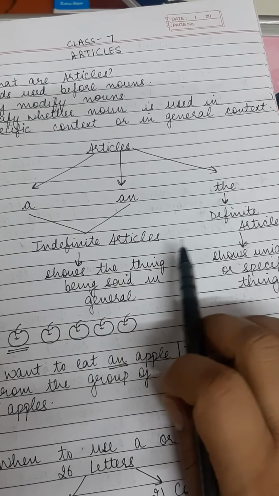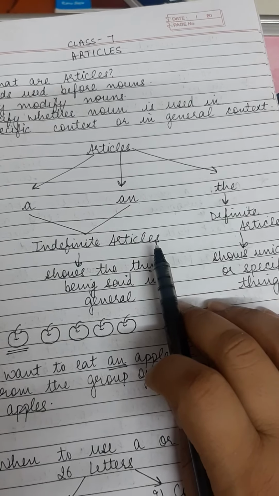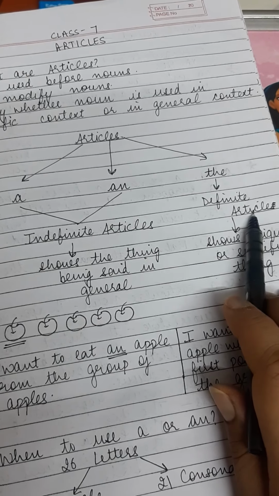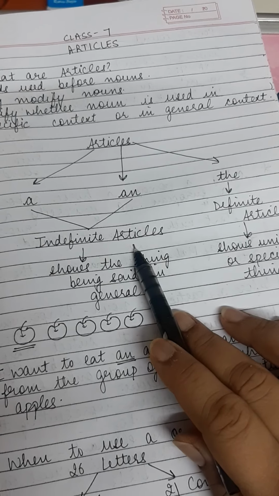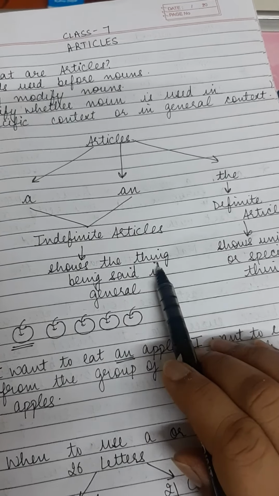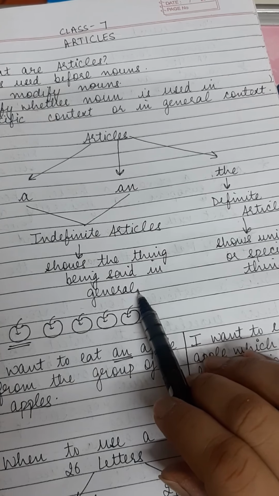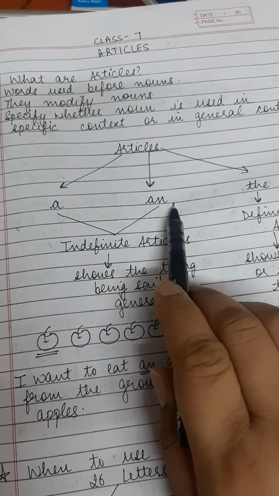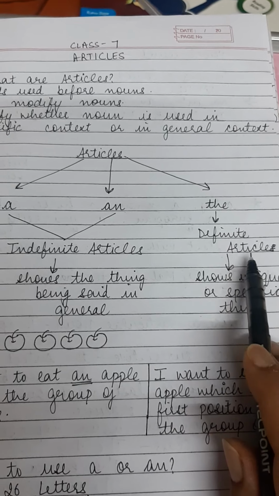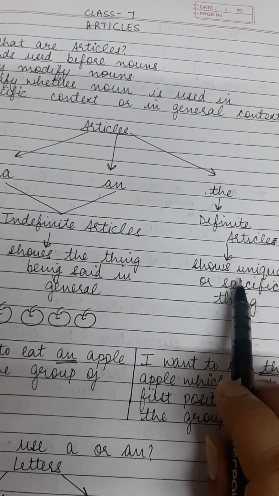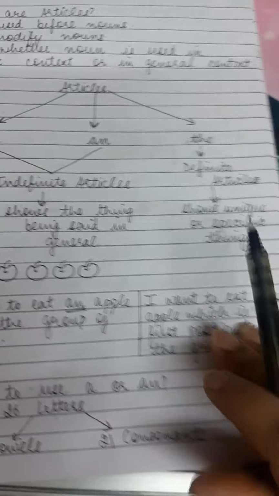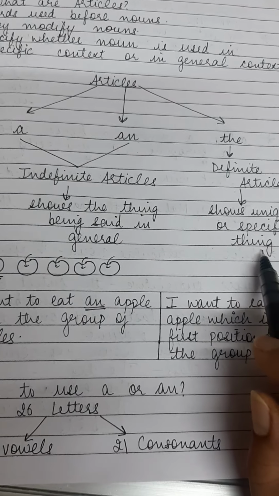We can categorize these articles into two types basically: indefinite articles and definite articles. Indefinite articles show the thing being said in a general sense. We use a and an for indefinite articles. The can be regarded as the definite article. It shows whether a thing is unique or specific.